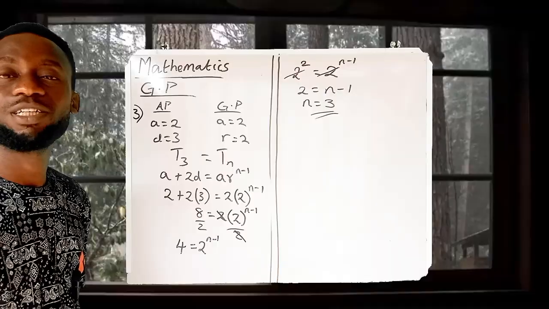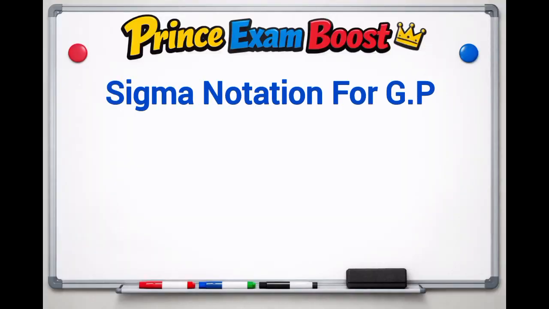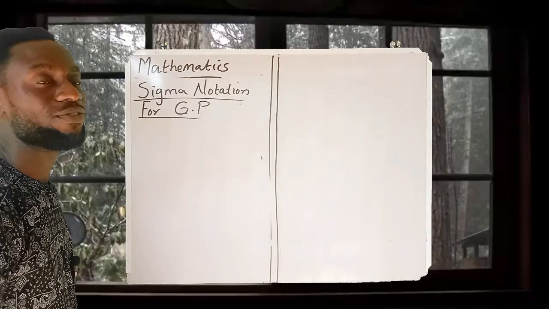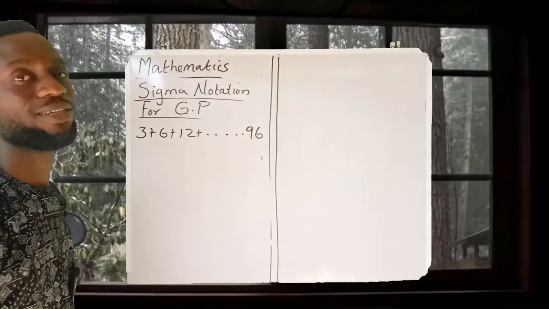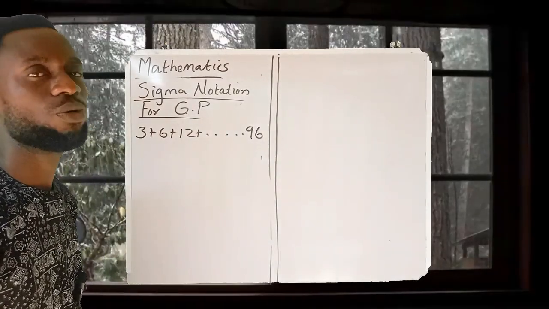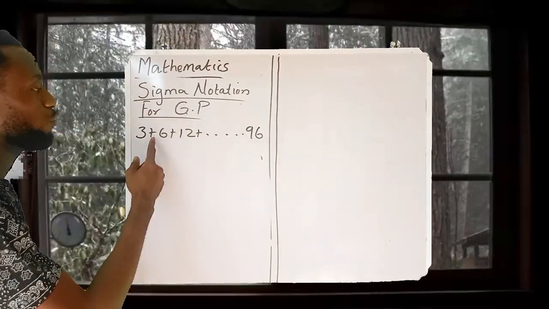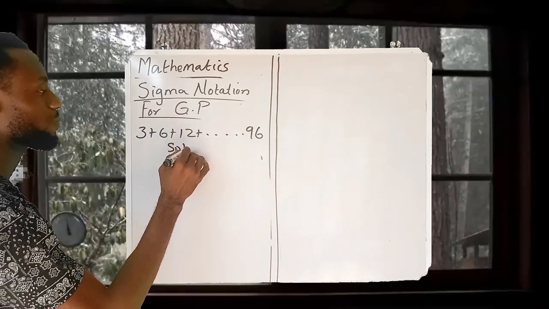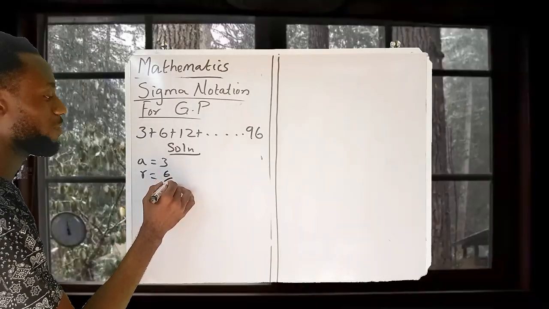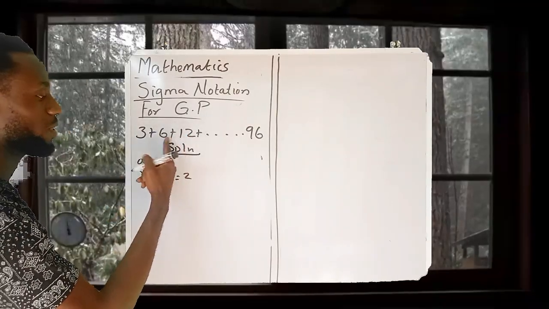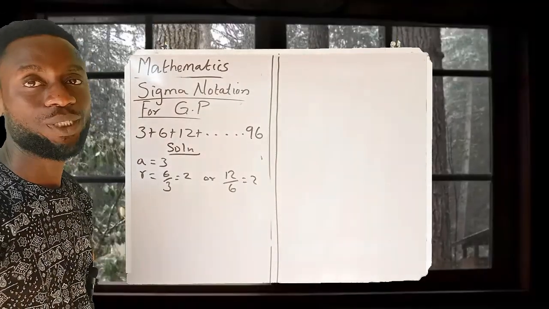Let's move over now to the sigma notation for a GP. Now let's say we were given a series, 3 plus 6 plus all the way to 96, and we're asked to find the sigma notation for it. The first thing you want to do is to figure out if the series you're looking at is a GP. So if we try to check, the first term in this question is 3. The common ratio is 6 divided by 3. That's 2. If we try another one, that's also 2. So clearly, by observation, you already know you're dealing with a GP.